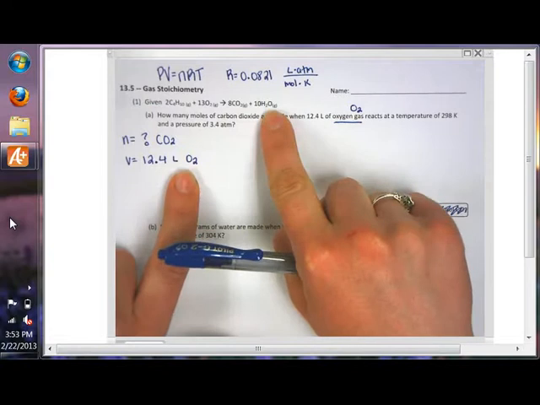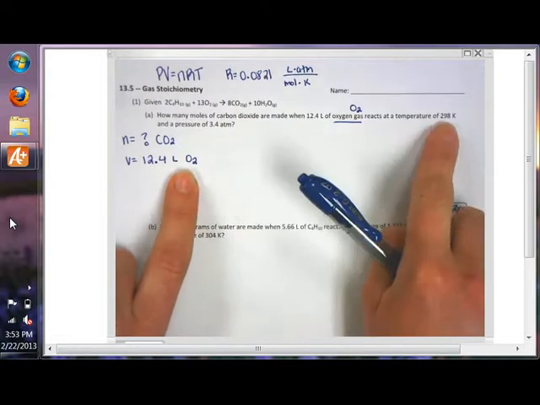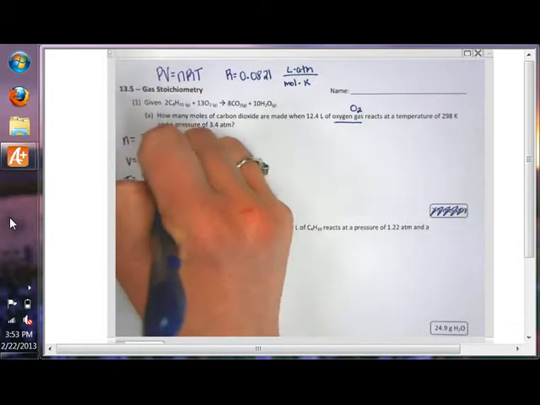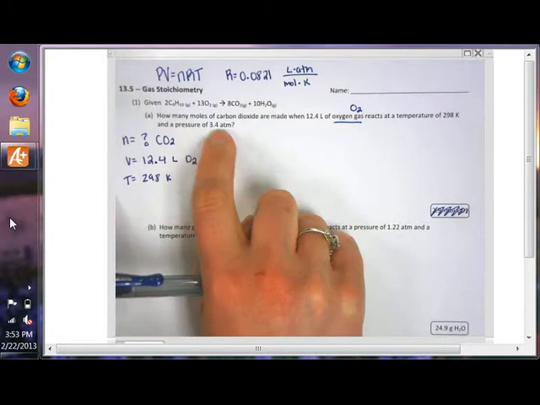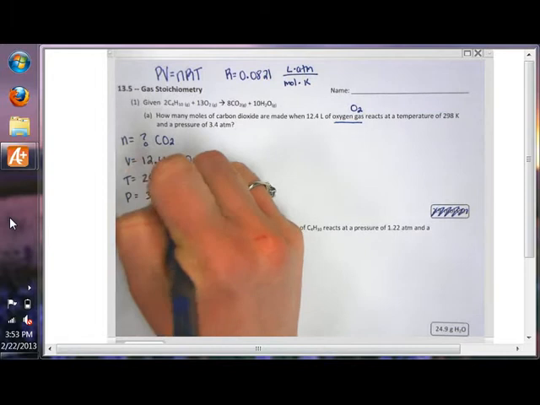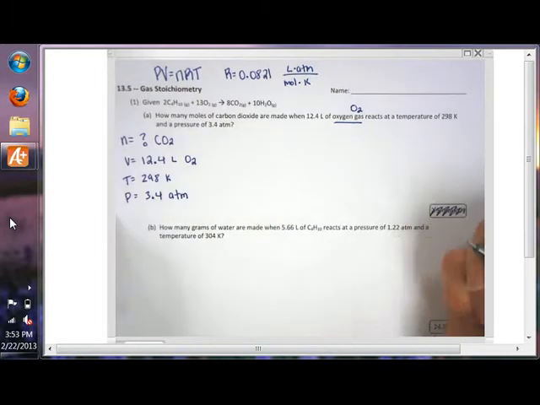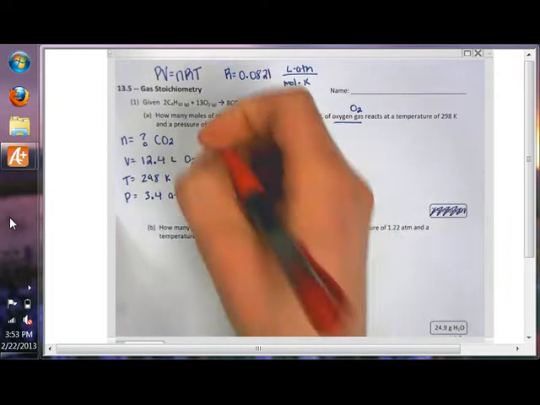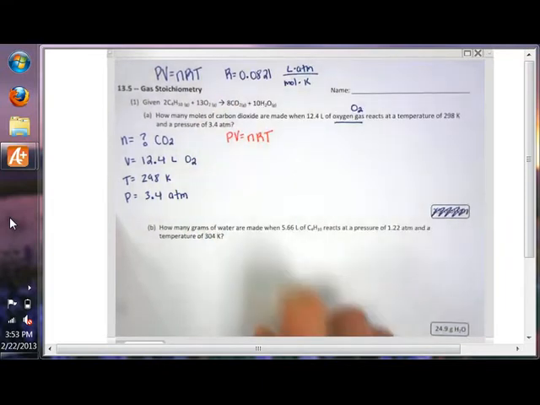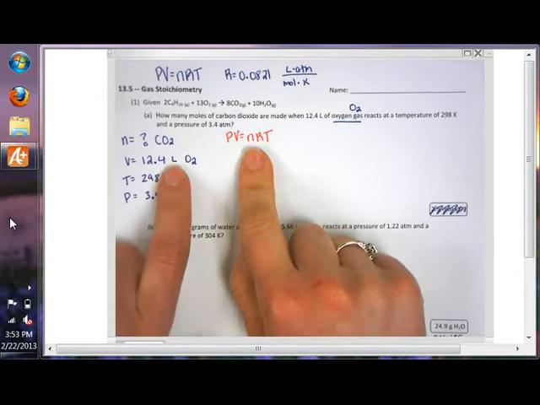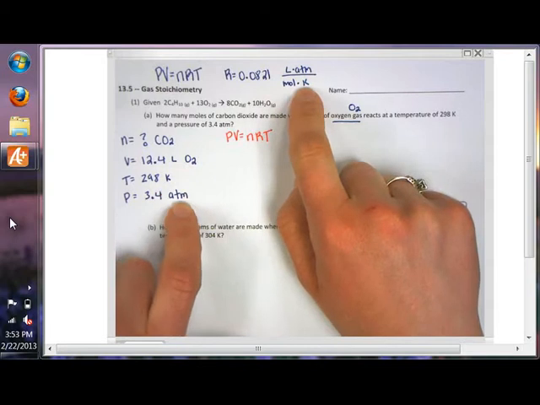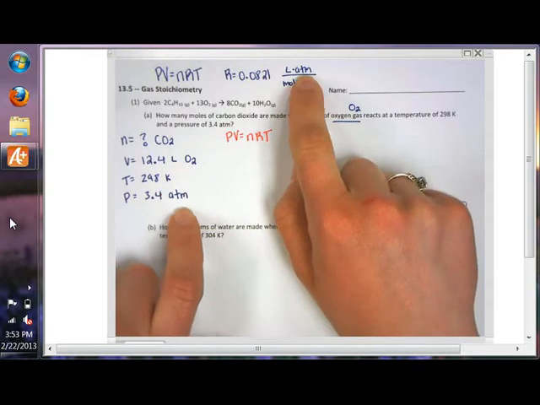It reacts at a temperature of 298 Kelvin, so temperature equals 298 Kelvin, and it reacts at a pressure of 3.4 atmospheres. So pressure equals 3.4 atm. So this is Pivner, so I'm going to go ahead and write PV equals nRT. Now before I plug anything in, I'm going to double check my units. Liters, liters, Kelvin, Kelvin, atm, atm. So I'm good to go. I can plug everything in, so I'm going to go ahead and do that.